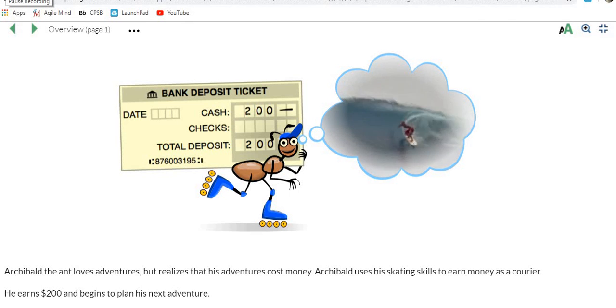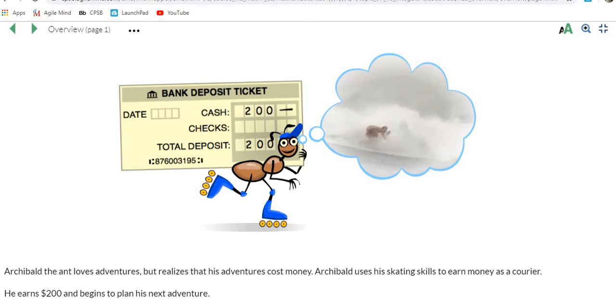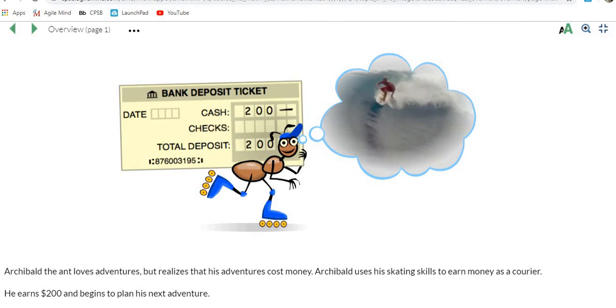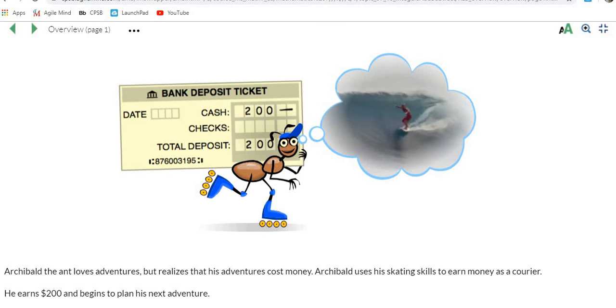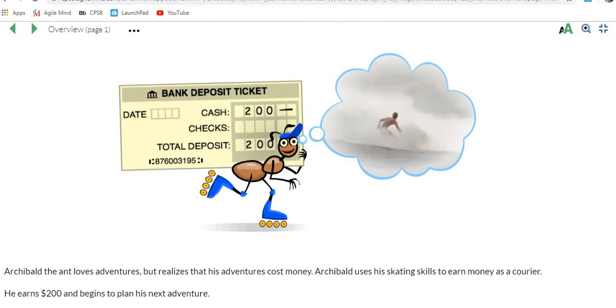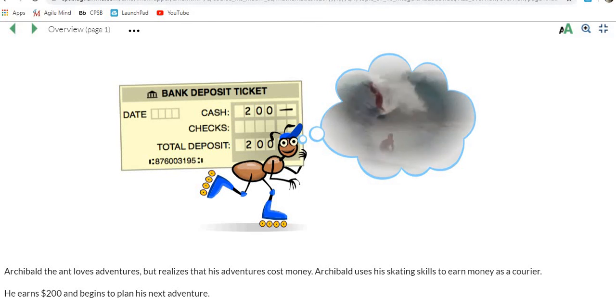So first thing, this little cute ant guy, his name is Archibald. I'm going to call him Archie for short because Archibald is not fun to say a bunch of times. Archibald is probably going to be with us all unit. It says Archie the ant loves adventures, but he realizes that adventures cost money. Archie uses his skating skills to earn money as a carrier. A carrier, like a mailman, is a carrier. He delivers things. FedEx is a carrier. Waiter is a carrier. Good.